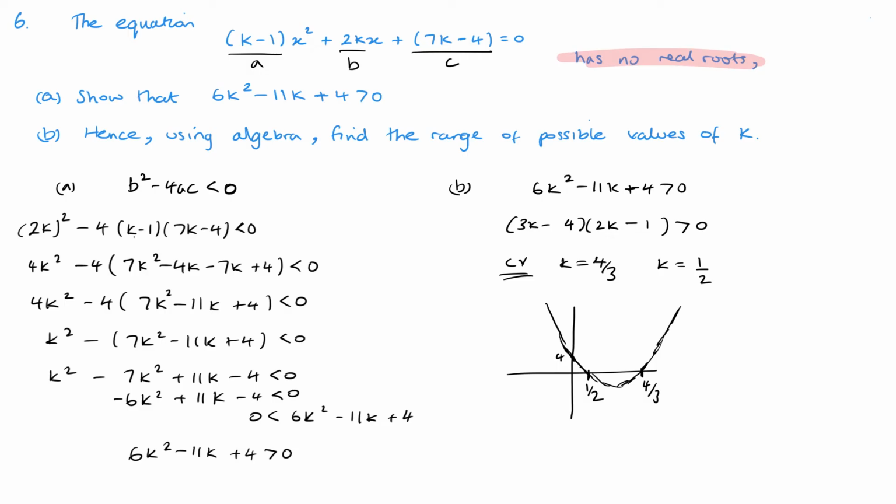We want where this graph is above the line, which is here and here. So that means we want all the x values to the right of 4/3 and all the x values to the left of a half. So that enables me to say what the possible values are for k now. So k is less than 1/2 or k is greater than 4/3. And that is my answer.